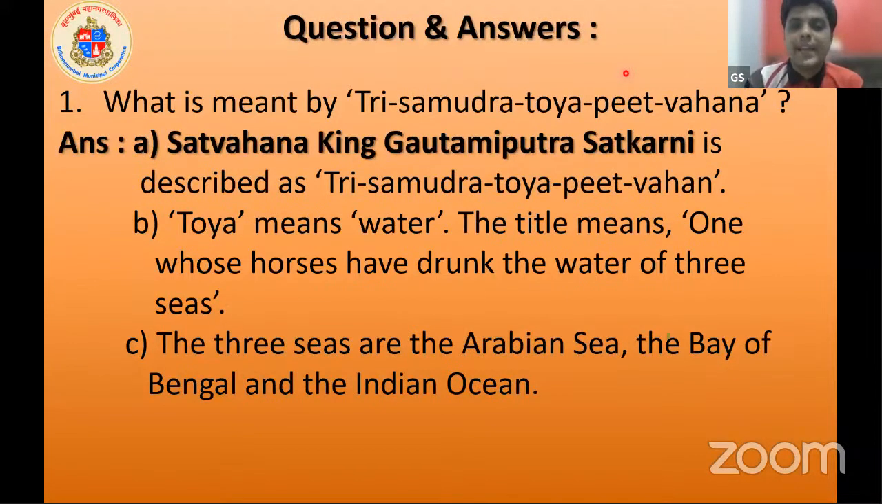See, Satvahana king Gautami Putra Satkarni is described as Trisamudra Toya Pitvahan. Toya means water. The title means one whose horses have drunk the water of 3 seas. The 3 seas are the Arabian Sea, the Bay of Bengal, and the Indian Ocean. The answer of the student is also correct. You will get full marks.